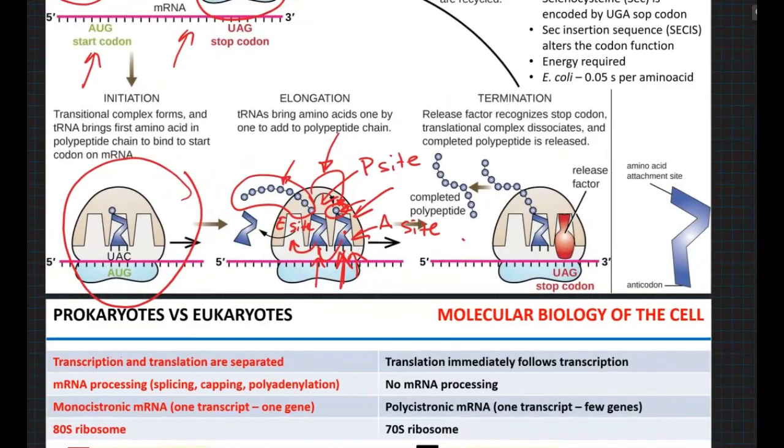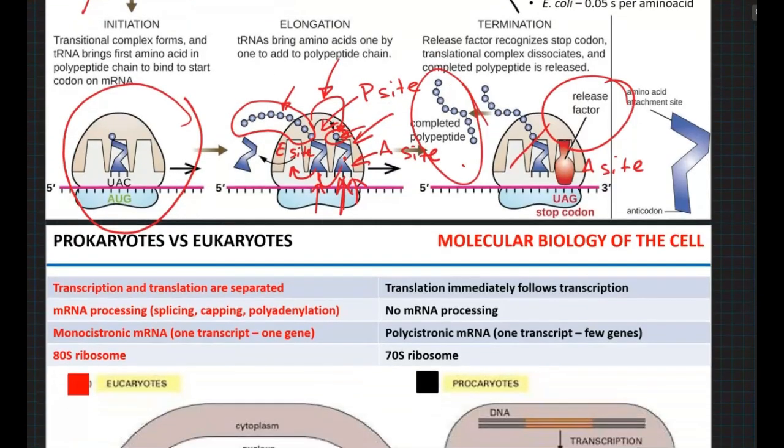So how does it end? There's a special type of molecule called a release factor. It enters the A site. It separates the polypeptide from the tRNA, and now you have a polypeptide, and it's going to fold into a protein. This process, of course, requires energy. It's pretty fast. Okay?